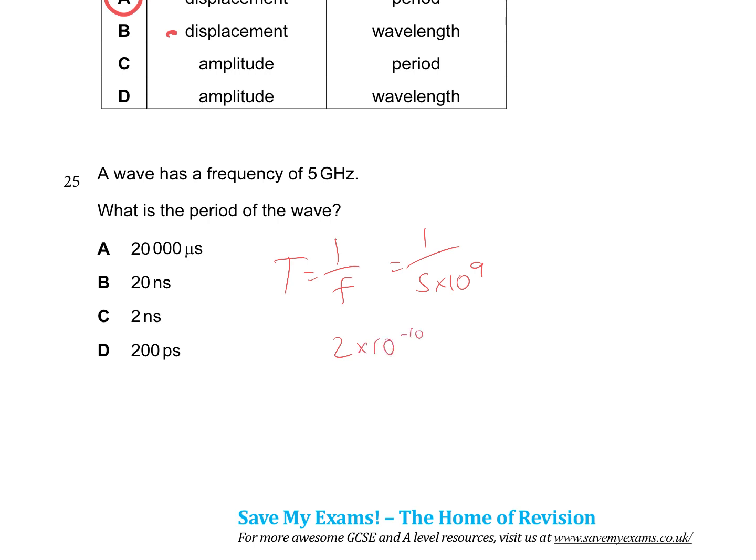Now it's deciding which one's the right one. You might remember, but you can check all of them: nano is times 10 to the minus 9, nano is times 10 to the minus 9 there, so it's neither of those two. But pico is times 10 to the minus 12, so if you knock that back 2, that's 2 times 10 to the minus 10, so 25 is D.